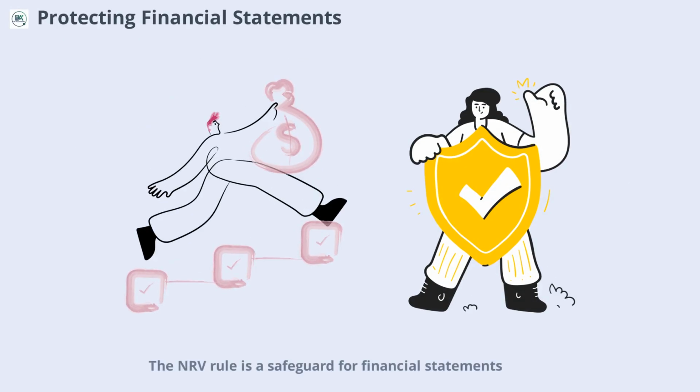The NRV rule is a safeguard for financial statements. By ensuring inventory isn't overstated, IAS 2 helps protect investors, creditors, and other users from relying on inflated asset values. This transparency builds trust in financial reporting and supports better business decisions.